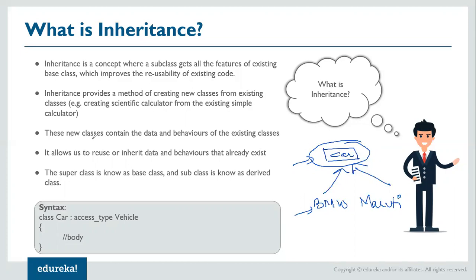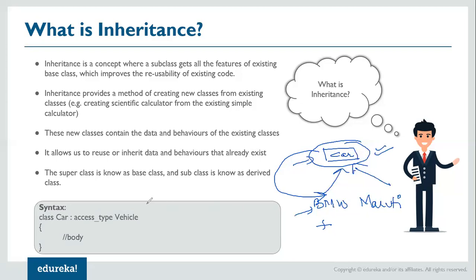So these new classes contain the data and behavior of the existing class. So when we do inheritance, whatever is there will become part of the subclasses as well, the members, which is the attributes and methods. And also it allows us to reuse or inherit data and behavior that already exist, as I just said. Now the superclass is known as base class and subclass is also known as derived class. So you get to use what is already there here, plus additionally you can add more functions and attributes here. So the idea is that you take what is existing, use it, plus add more features.